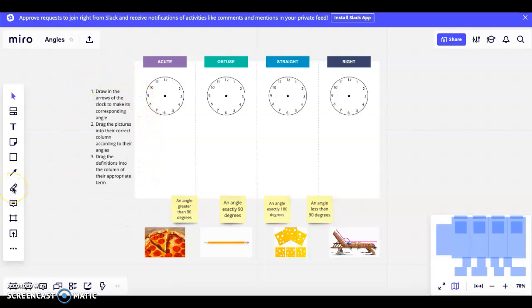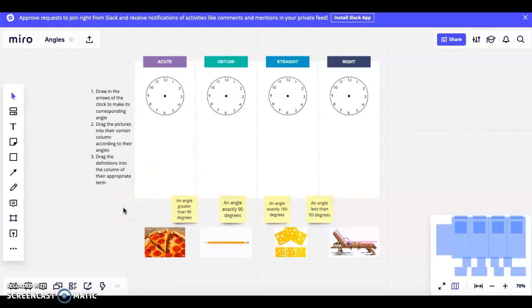The first would be to use this pen tool to draw in the arrows of the clock according to its corresponding angle. Next, students will have to drag these images into their correct spot according to the angles shown in each image. And lastly, I used this post-it note to create definitions for each angle, and they'd have to drag them to its correct term.